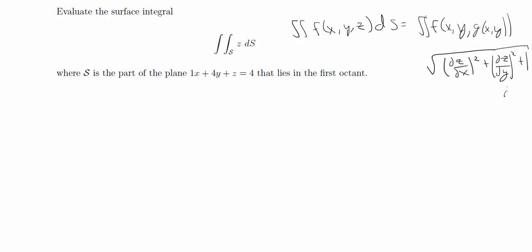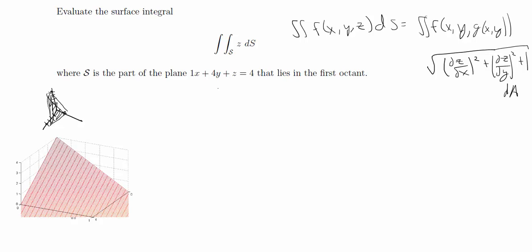If we wanted to, we could draw what the plane looks like. When x and y are 0, z equals 4, and x equals 4 as well, and y equals 1. You don't really have to, but that's the surface that we're integrating over. If for some reason you're bored like me and you wanted to graph it in MATLAB, it would look like that. Okay, so this is a pretty simple problem.